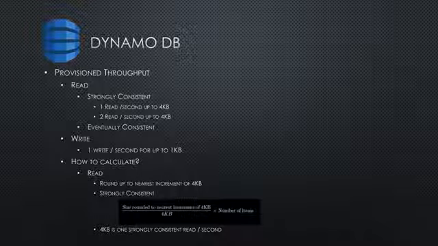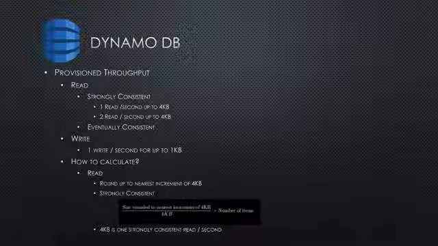Now, if we look here, read units, there are 2 different types of reads that you can make against a DynamoDB table. These are strongly consistent or eventually consistent. Strongly consistent reads is 1 read per second up to 4 kilobytes. So 1 read for a strongly consistent read unit is measured in seconds, and it's measured in units of 4 kilobytes. And then 2 reads per second up to 4 kilobytes for the eventually consistent. Writes.